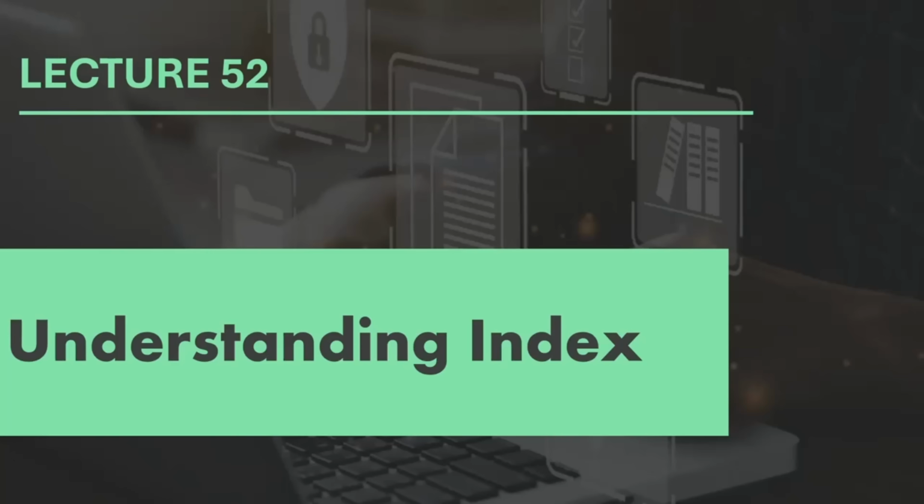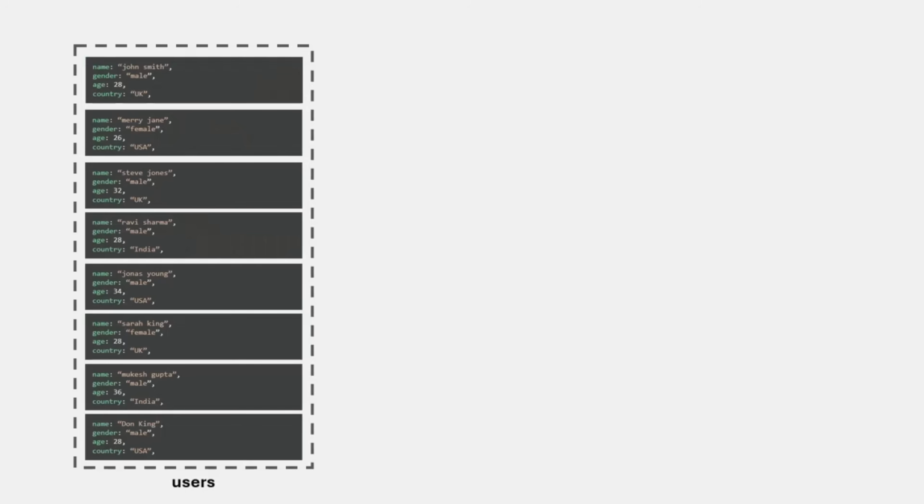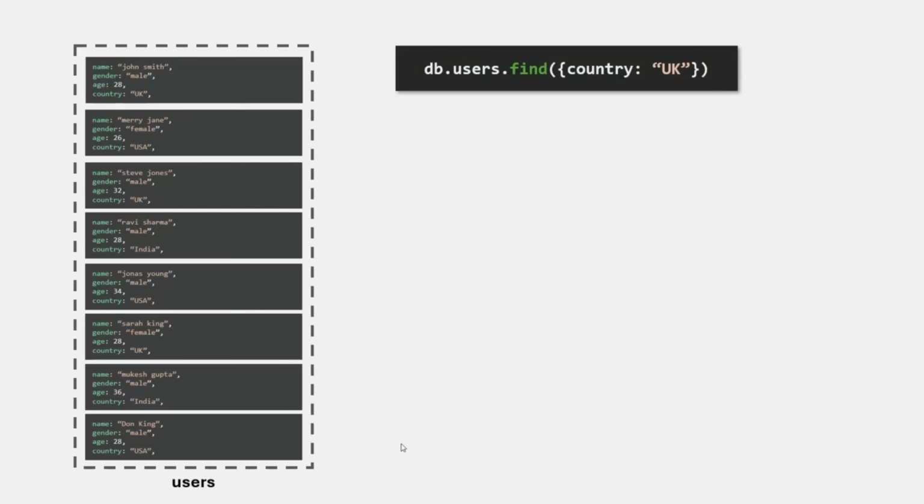Before we talk about what an index is and how it improves the efficiency of our queries, let's first understand how MongoDB retrieves data from a collection when we do not have any index. So let's say I have this users collection which has some user documents, and let's say in this users collection we have millions of user documents. Now what I want is to fetch all those documents from this users collection where the country is UK. So basically I want to filter all the documents from this users collection where the country is UK and fetch them.